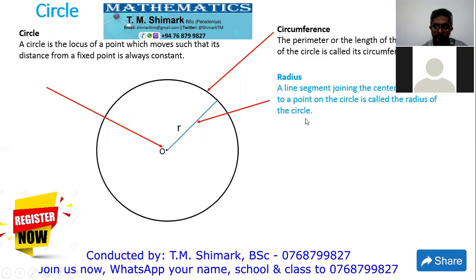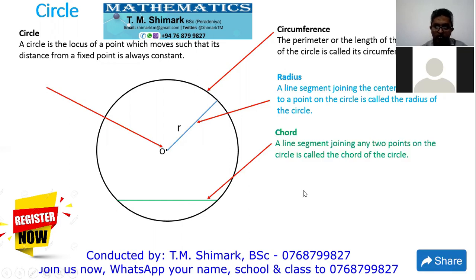And then we have someone, a person we introduced last time in green. This is called a chord, C-H-O-R-D. A line segment joining any 2 points on the circle is called a chord. Of course, here I have put circle, it's wrong. It should be chord of the circle.